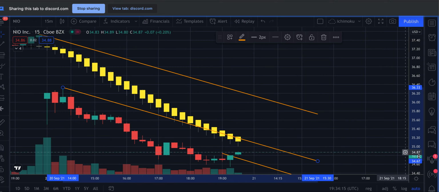So as you see now, right there, 34.87, because the volume started picking up, and like I said, it already broke out of the trend line right there.